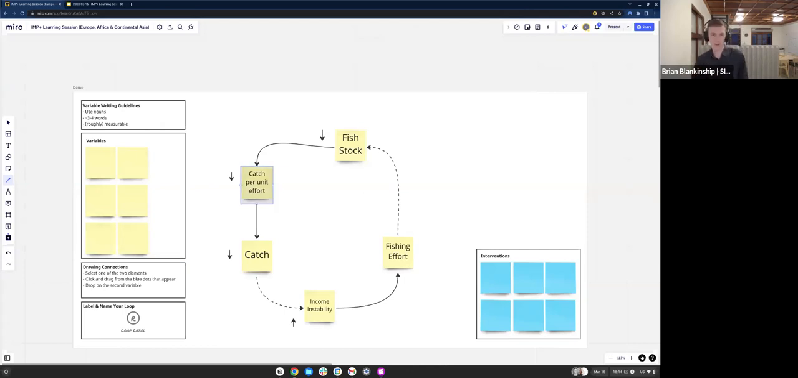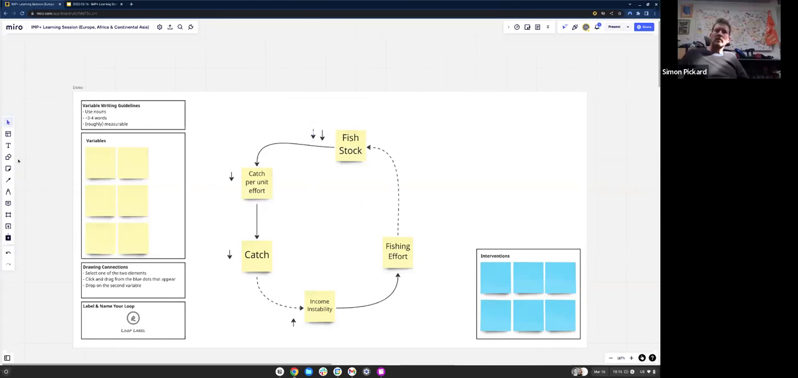So in this case, I have a fish stock, it goes down. So then catch per unit effort goes down, catch goes down, income instability goes up, fishing effort goes up, and fish stock goes back down again.